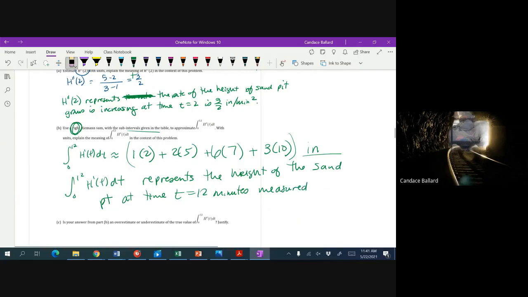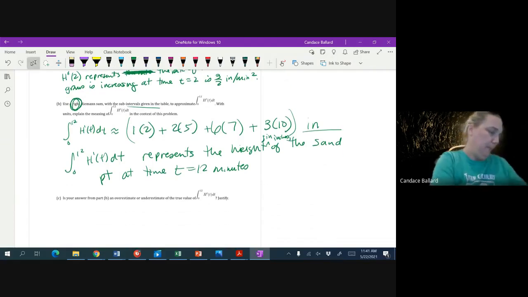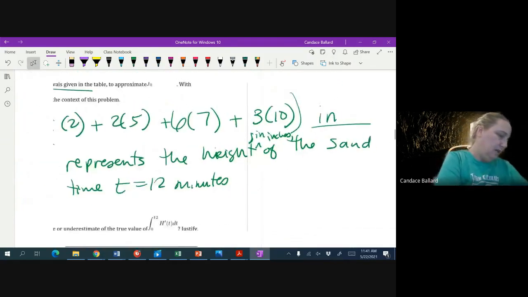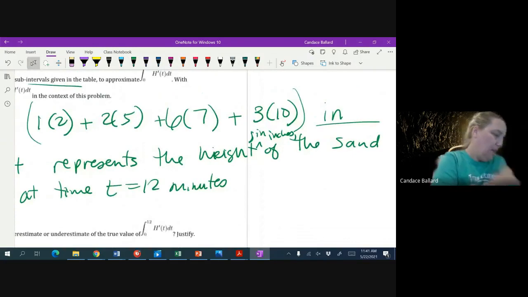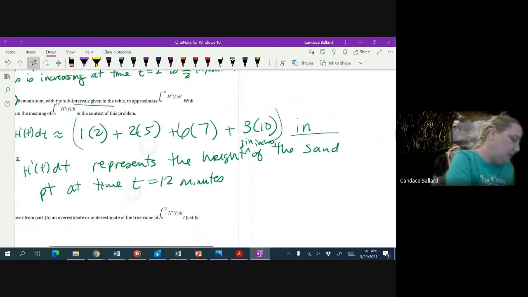Oh, you know where I should have put the in inches? The height. I'm going to squeeze it in there. In inches. Sorry, I'll blow that up so you can read it. There it is, the height in inches. And on that one, if you totally forgot your Riemann sum, you could write your explanation and still get the points.